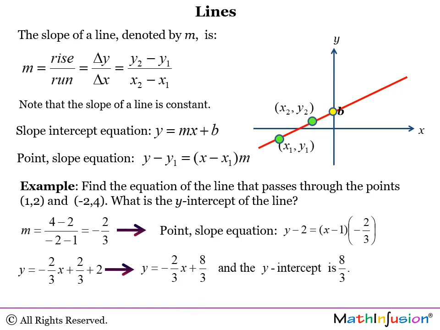So as you can see, we have here y equals the slope, which is negative 2/3, times x, plus a number. This number has to be b. So the y-intercept in this case is 8/3.